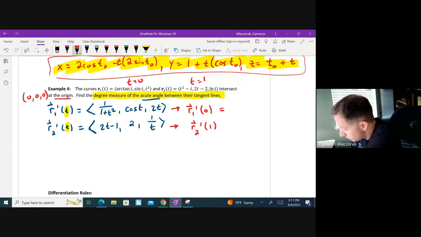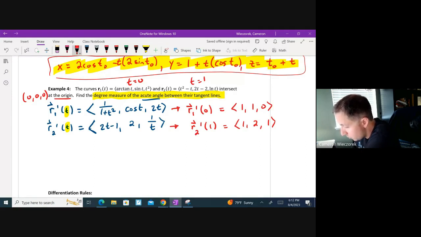Okay, they do not have to intersect at the same value of t. So for the first vector, what would I get there? I'd get 1, 1, 2. Pause. I would get 1, 1, 0. Sorry, 1, 1, 0. And for the second vector, plugging 1 in, I would get 1, 2, 1. Okay, so these are my direction vectors of my two tangent lines. And they want the acute angle between those tangent lines.